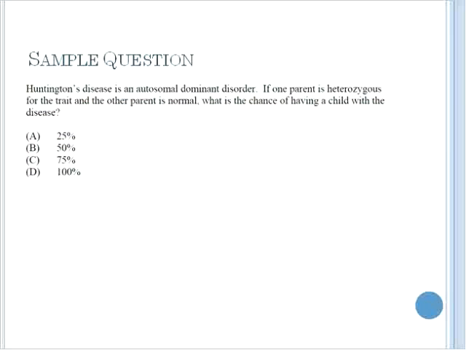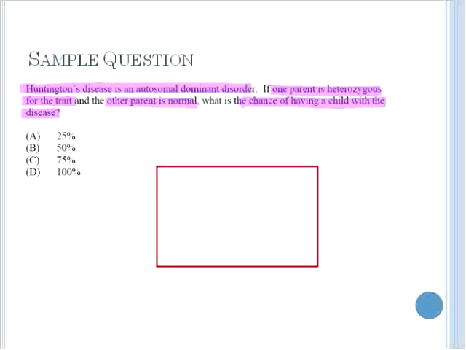And this question is posed: Huntington's disease is an autosomal dominant disorder. If one parent is heterozygous for the trait and the other parent is normal, what is the chance of having a child with the disease? To do this, you complete a regular Punnett square cross for one trait, therefore a monohybrid cross, therefore 2 by 2, as I've constructed here.